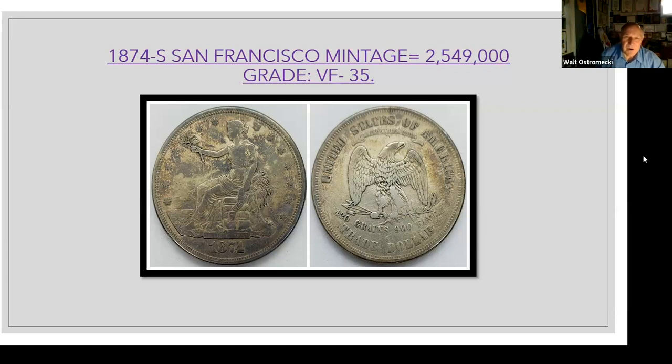You can notice that Liberty's arms, especially the left one, that's where your wear is going to start, on her toes, on her kneecap. So those are the high points. And again, we'll go through the grading briefly in just a little bit.